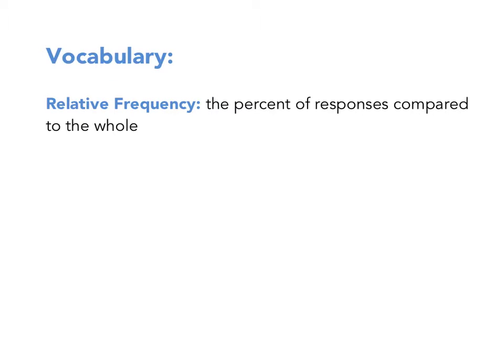First thing, very short vocabulary page. You just need the definition of relative frequency. It's just the percent of responses compared to the whole. So let's say that out of 10 people, 6 responded that red was their favorite color. The relative frequency of that would be 0.6. You just divide the part by the whole. And if that came down to a percent, we know it would be 60%.